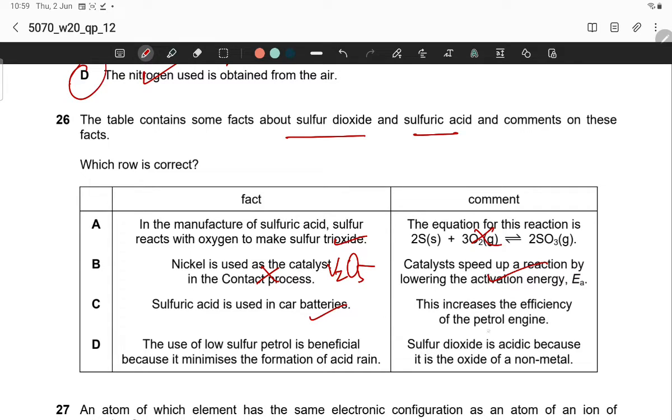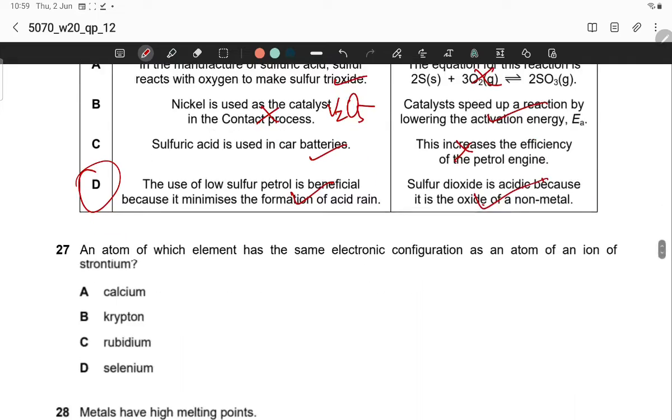This increases the efficiency of the petrol? So it is for running the car batteries, but it does not increase the efficiency. The use of low sulfur petrol is beneficial because it minimizes the formation of sulfur dioxide. Yes, this is correct. And sulfur dioxide is acidic because it is the oxide of a non-metal. Yes, this is correct. D option must be correct.